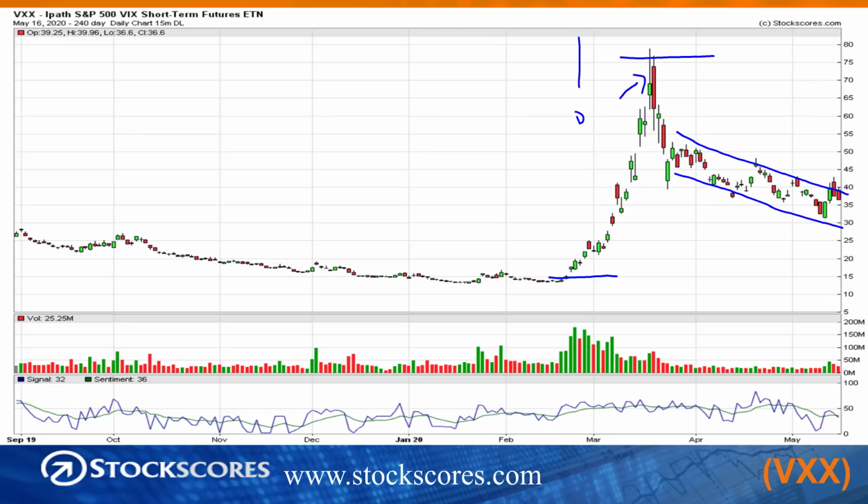Now, if the market were to break down through support, remember 275 on the S&P, SPY, if we can break down through 275, I think this will start to go up. And this is a good instrument to trade if the market is selling off again.